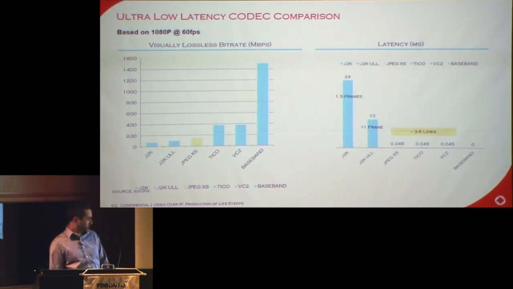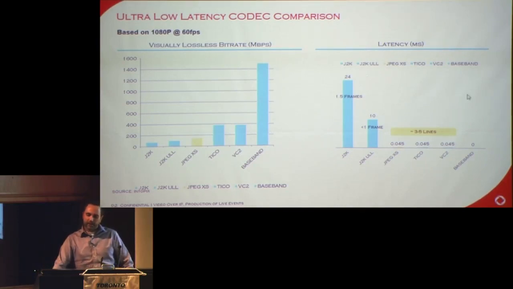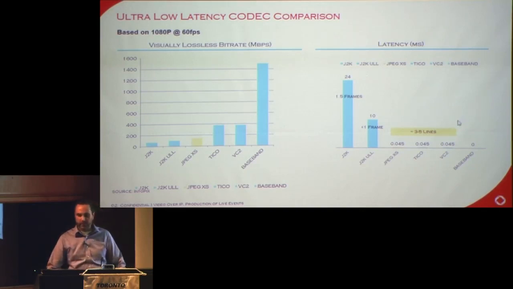JPEG XS is new. If we run 1080 progressive at 60 frames per second, we can achieve visually lossless picture quality at 150 megabits per second, which is a nice spot there. A little bit higher than standard J2K, but far less than baseband. The real shine here, though, is on the latency side. We're looking at 3 to 5 lines of latency, so we're approaching uncompressed while still compressing. You'd have to have a pretty strong argument to build a long-haul transport network in the uncompressed domain when these good codecs are available.